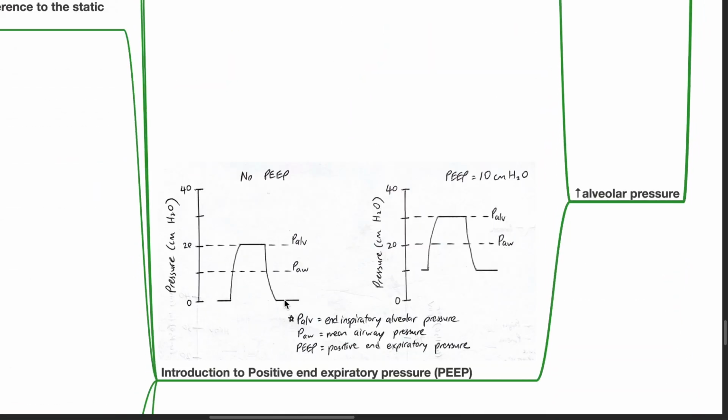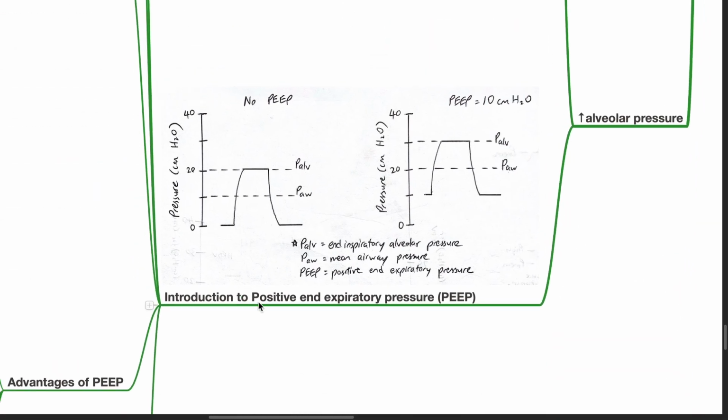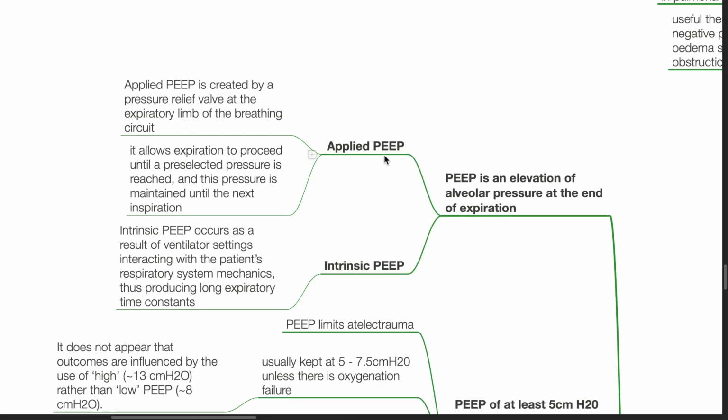Introduction to positive end-expiratory pressure. PEEP is an elevation of alveolar pressure at the end of expiration. It can be divided into applied PEEP and intrinsic PEEP. Applied PEEP is created by a pressure relief valve at the end of expiratory limb of the breathing circuit. It allows expiration to proceed until a pre-selected pressure is reached, and this pressure is maintained until the next inspiration.